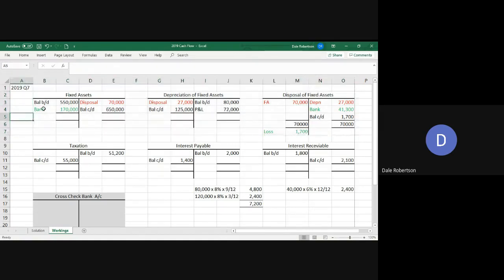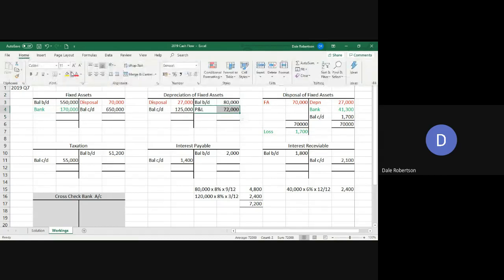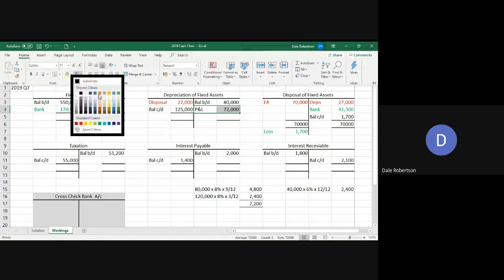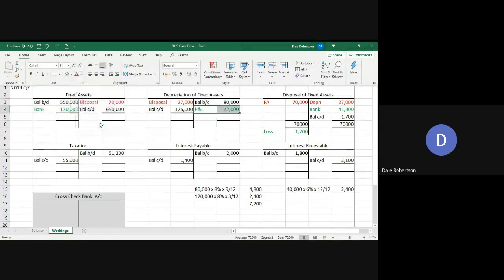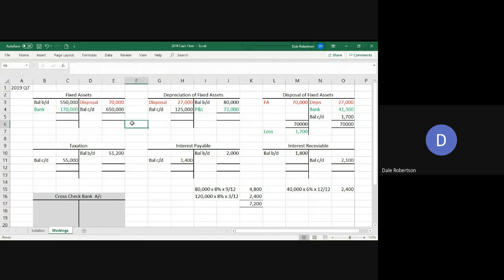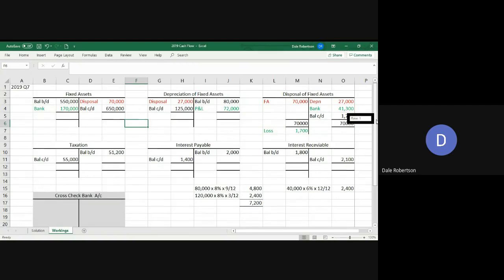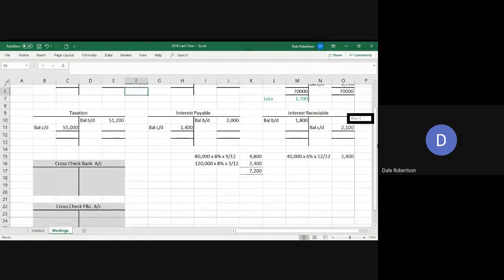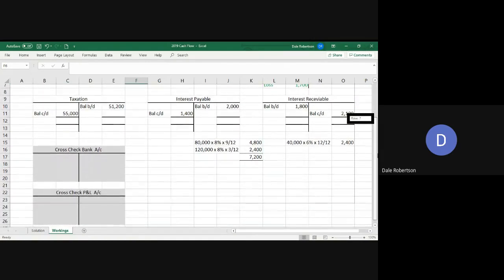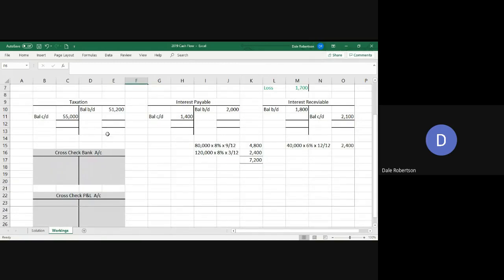Now the numbers that we're going to use are in green, and also we're going to use this P&L number. So perhaps it may be worth our while putting that into green as well. That is the fixed assets and the depreciation. Now let's look at these three accounts here. And these are pretty much the same in all situations.